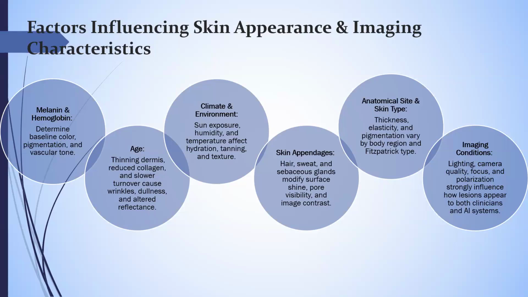Skin appendages, the hair, sweat, and sebaceous glands, they modify surface shine, pore visibility, and image contrast. And then again, the site. See, if you take the palms and soles, the lesions are going to be entirely different. The skin is different, the color of the skin is different. That's not going to have any sweat glands, oil glands, or anything. See, why I'm insisting on all these is, when you see a lesion where you suspect a cancer or precancerous, we have to take all these things into account.